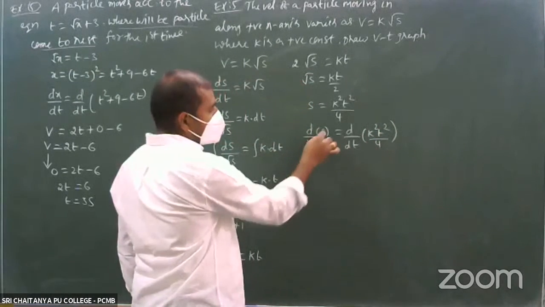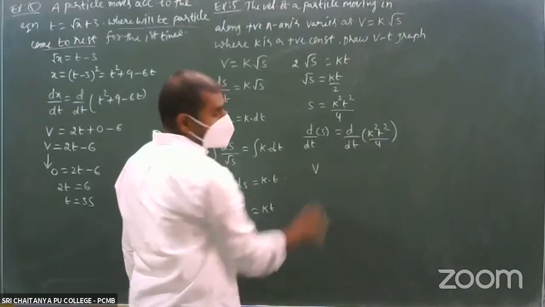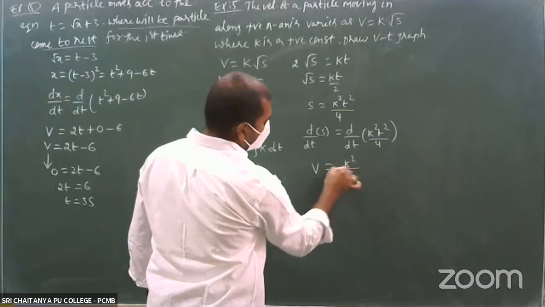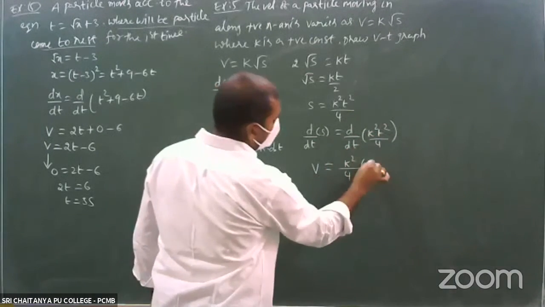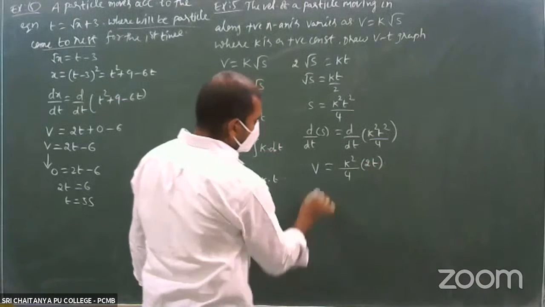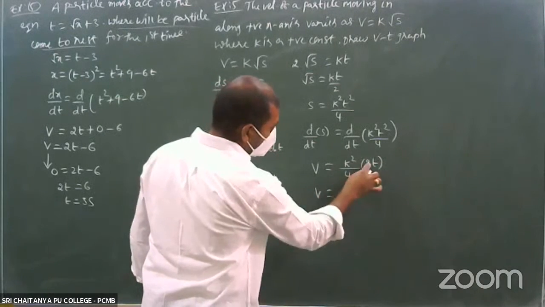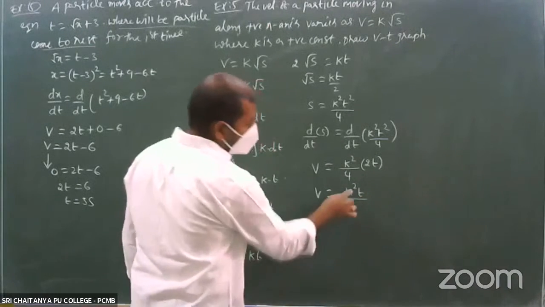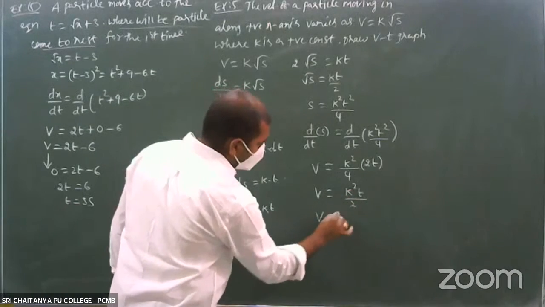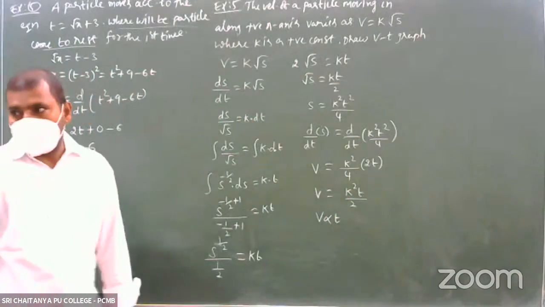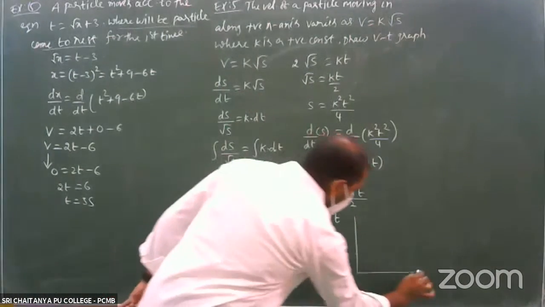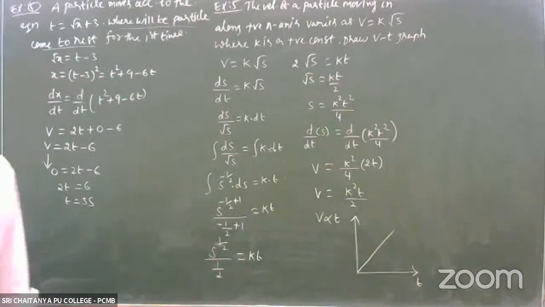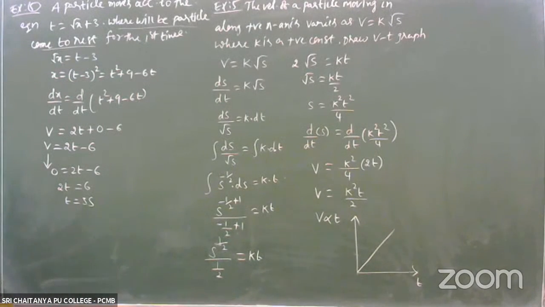d by dt of s, the rate of change of displacement, is what? Velocity. k is constant, 4 is constant, so k square by 4 times d by dt of t square, which is 2t. So v is equal to k square t by 2, since k and 2 are constant. v is proportional to t. If two quantities are directly proportional, what graph will you get between them? A straight line. That is the graph between velocity and time.